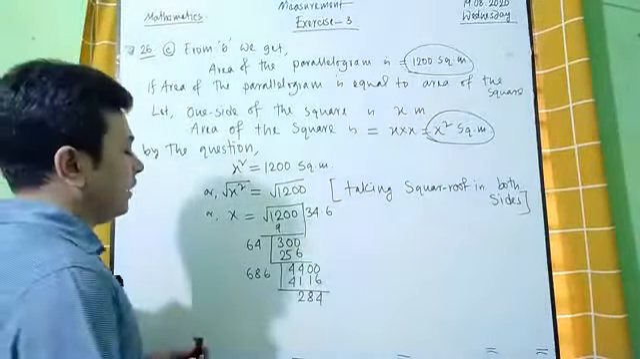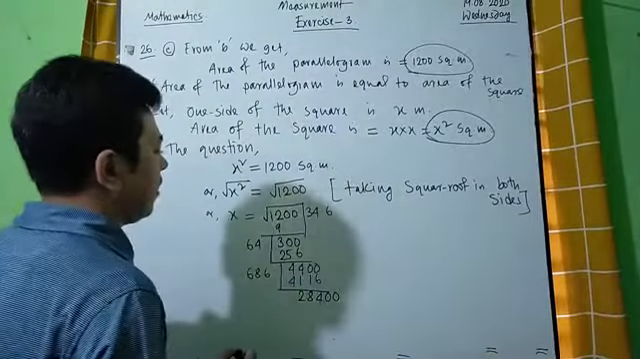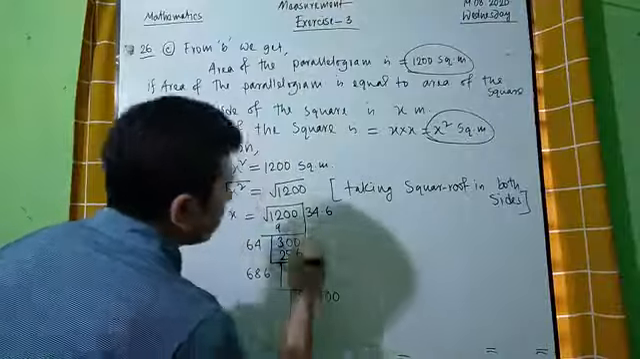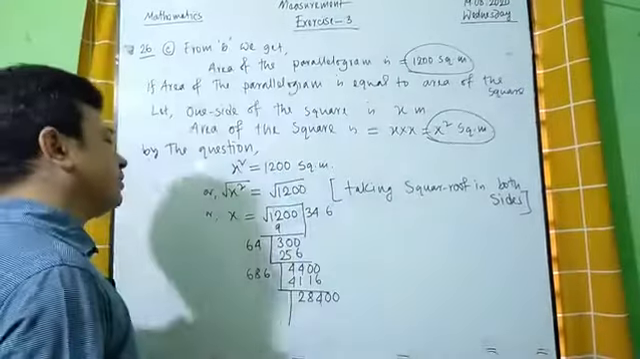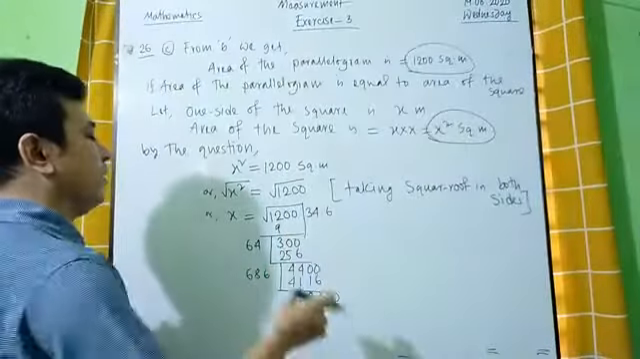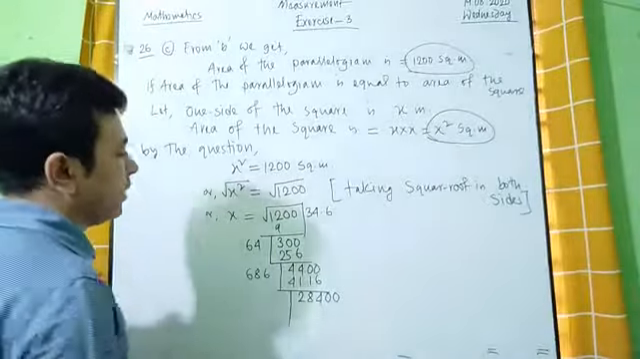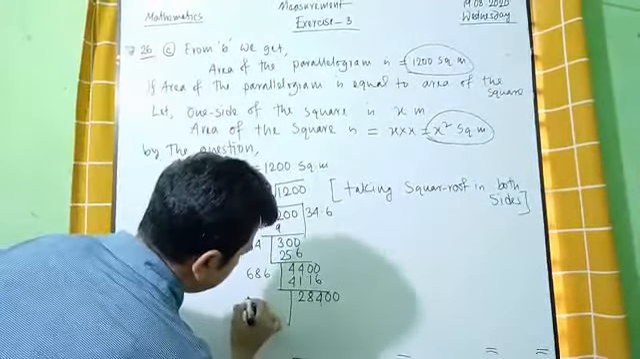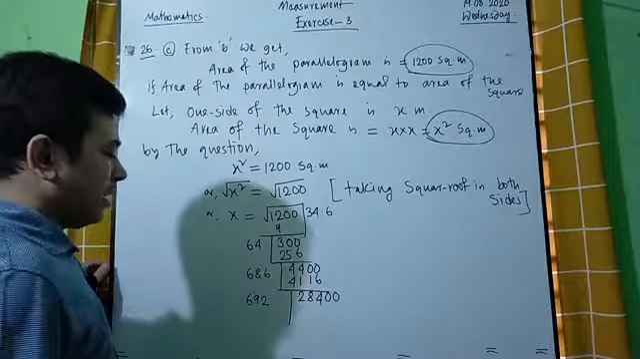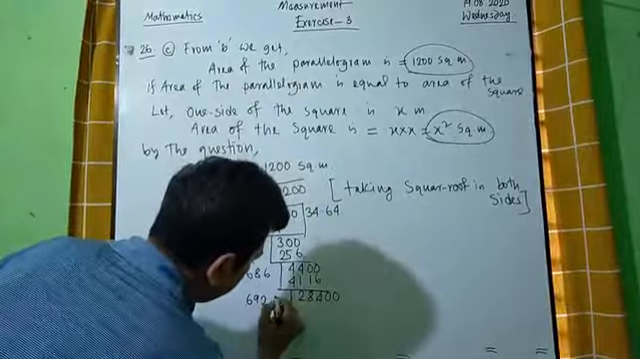Okay, so again we are putting here 2 zeros. So how many times? Double of this one, 346. We are not counting the point here. This is the rule of square root. So 346 times 2 is 692. Okay, how many times can you take? I think it is 4 here. So we are putting 4.